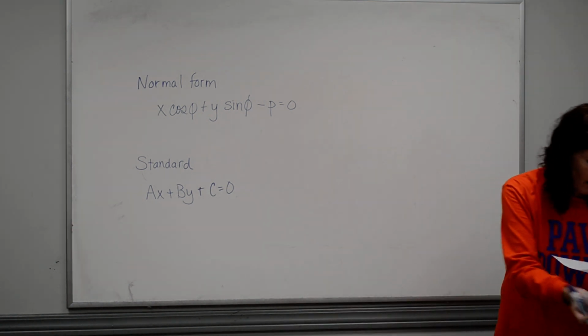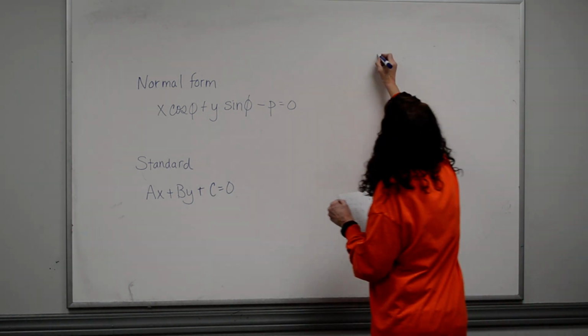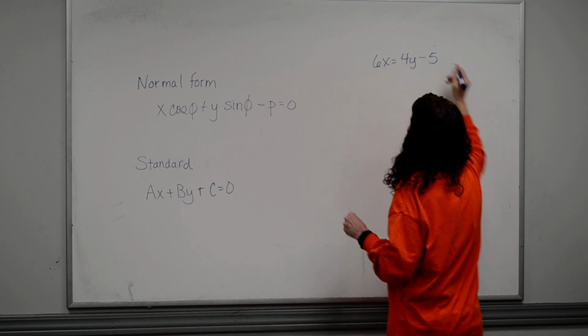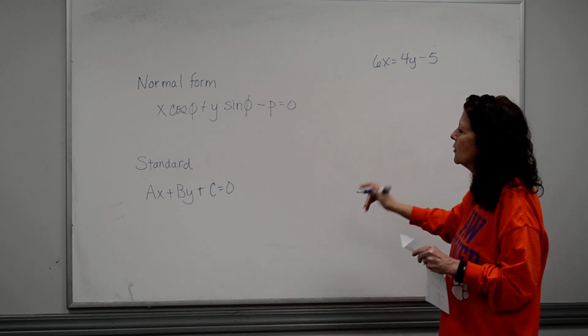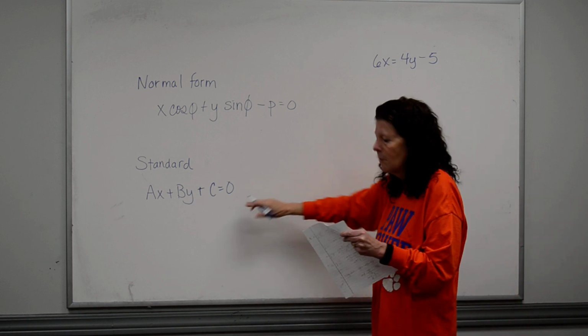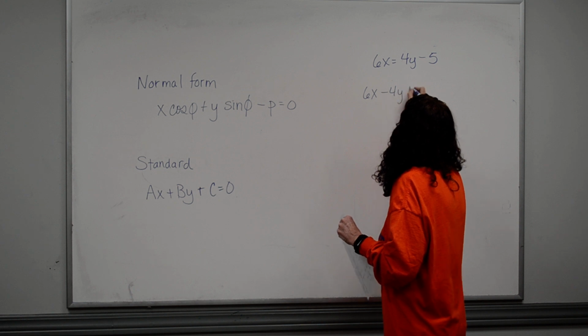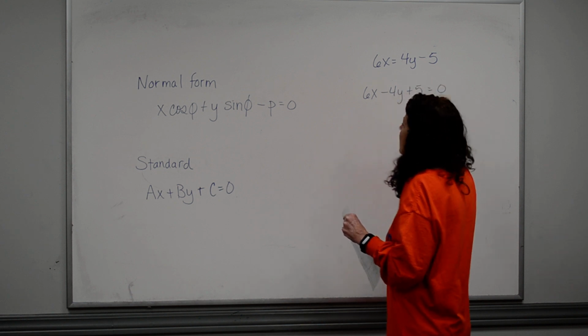So they give me the equation in number 45, and this is the equation: 6x is equal to 4y minus 5. But I've got to move everything to one side of the equation so it matches here. So I have 6x minus 4y plus 5 equals 0.